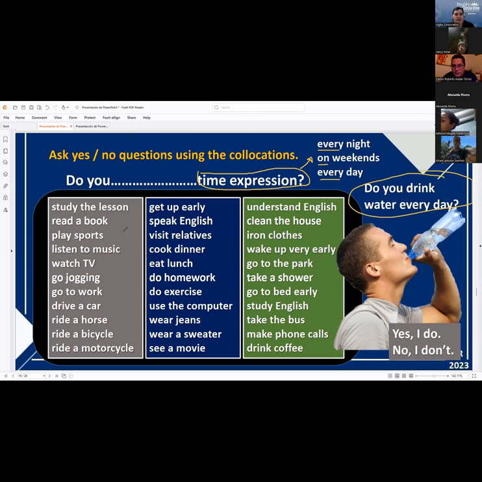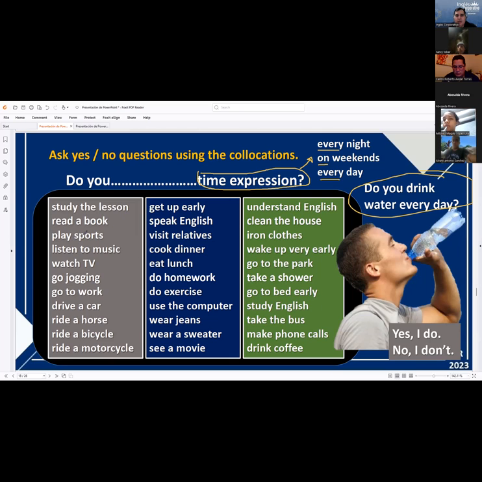Do you read a book on weekends? Do you play sports every day? Do you listen to music every night? Do you watch TV every night? Do you go to work every day, etc.? So you select the time expression. You choose the time expression. No problem. In practice, asking the questions.